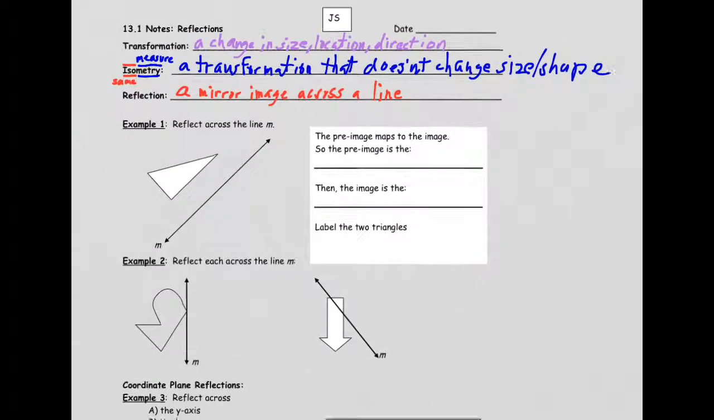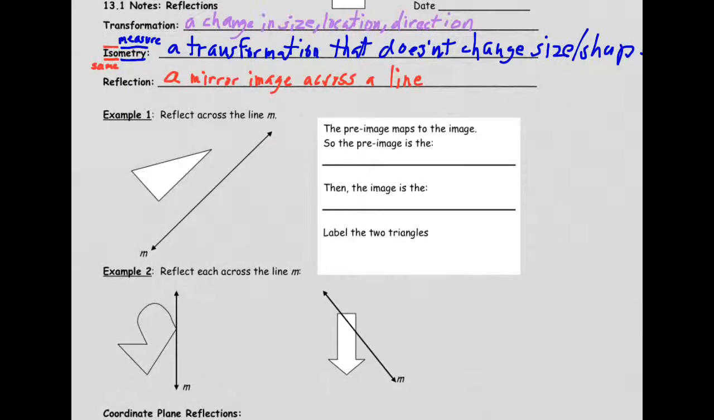All right. A transformation is a change in size, location, and or direction. You saw that I was changing sizes. You saw that I was changing locations. And I was also taking that figure and then putting it in a different direction.